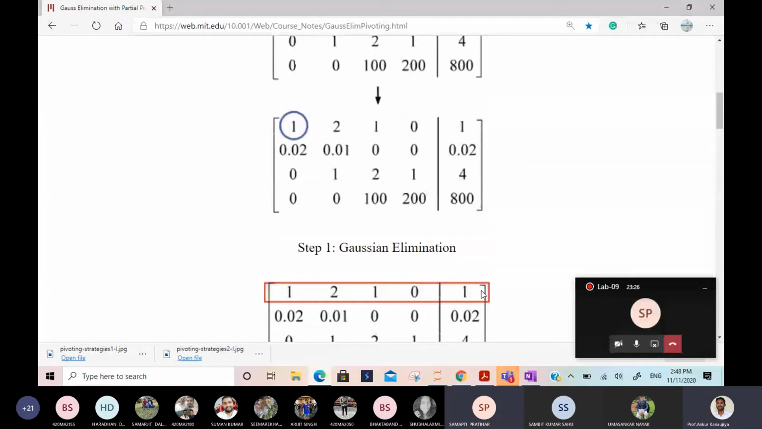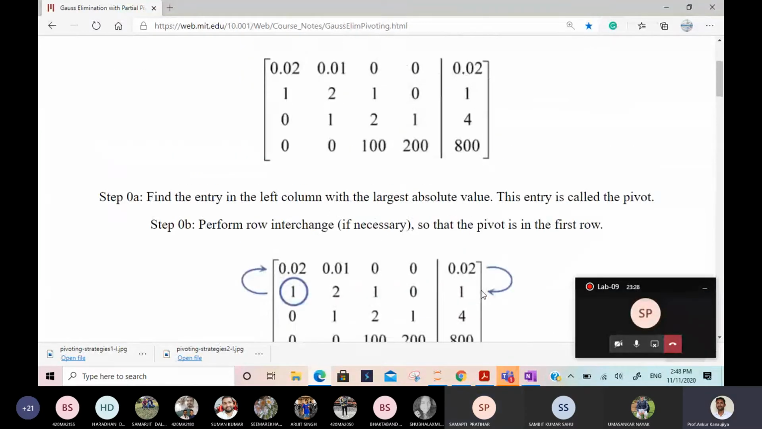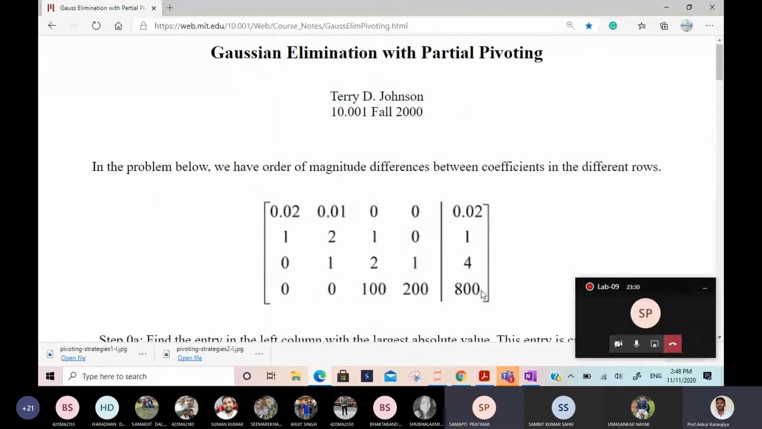Does anyone have a doubt in this? What is partial pivoting? Partial pivoting means every time the pivot element should be the maximum among the entries on and below the diagonal. So we have to choose the maximum, and for choosing the maximum we have to interchange the rows. I think it is clear. Does anyone have a doubt? Tell me.